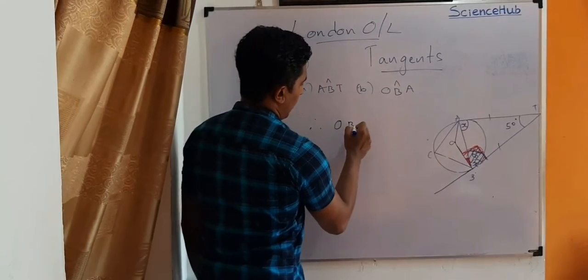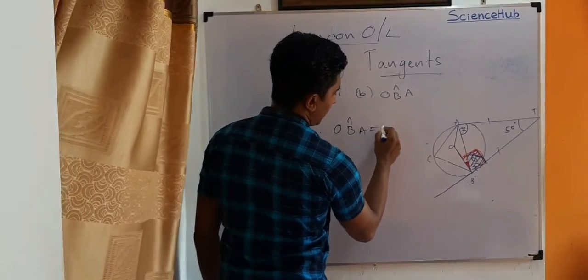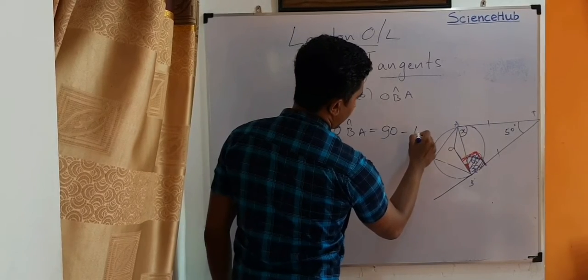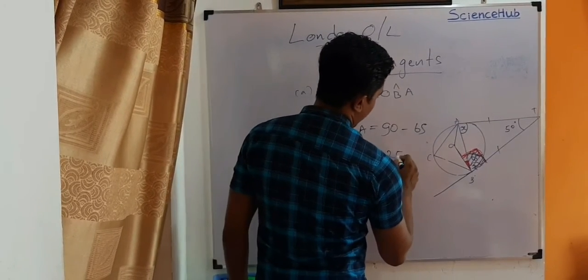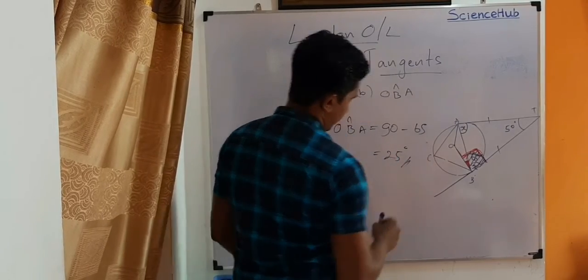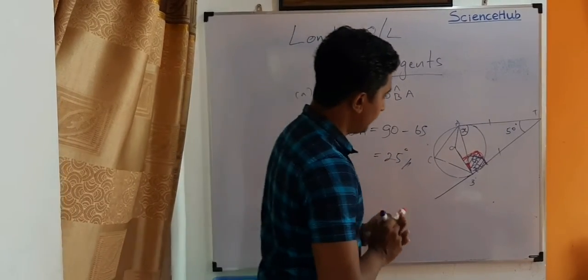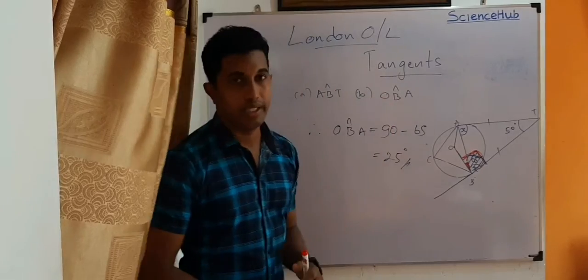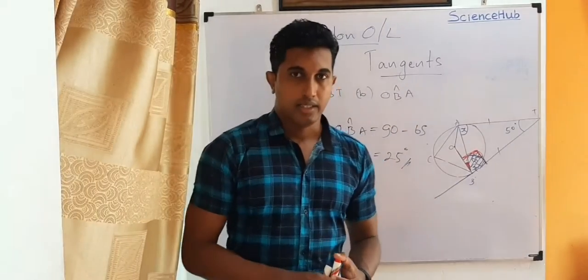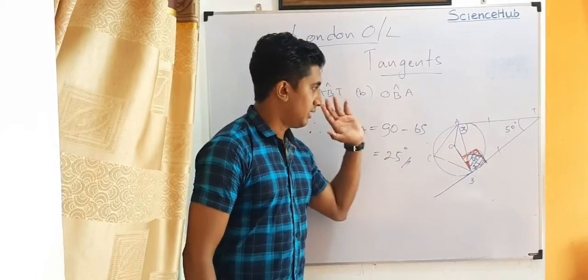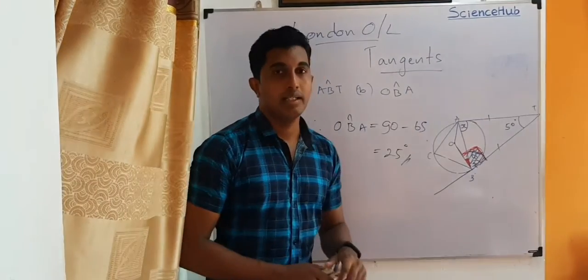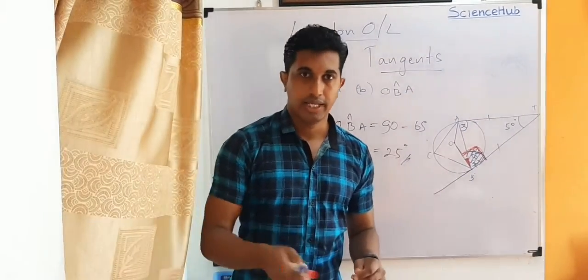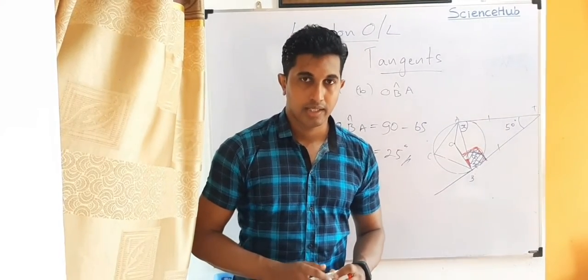Therefore OBA is 90 minus 65, and it's 25 degrees. 25 degrees is OBA. Then I think you can understand this one. It is a very easy question, and then you can do the next exercise.